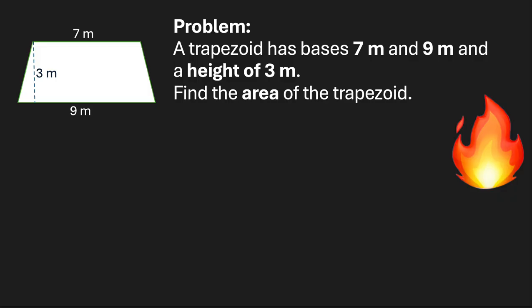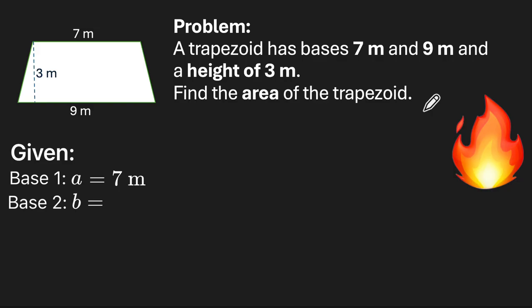So let's try out this problem. Try to pause and practice this one. I'm going to give you a moment to try answering this particular problem. A trapezoid has bases 7 meters and 9 meters and a height of 3 meters. So let us find out the area of the trapezoid. Go ahead and pause this video. Now let's answer. The givens are: the base a, I mean the shorter base, would be 7, the longer base would be 9, and the height would be 3.